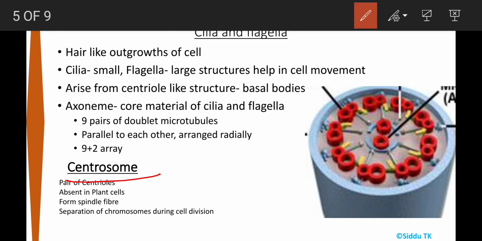Centrosome is another important structure found only in animal cells. You will not find centrosome in plant cells. Centrosome is not a single organelle. Two centrioles together are called centrosome. Each centriole is arranged perpendicular to the other. Centrioles play an important role in the separation of chromosomes during cell division.